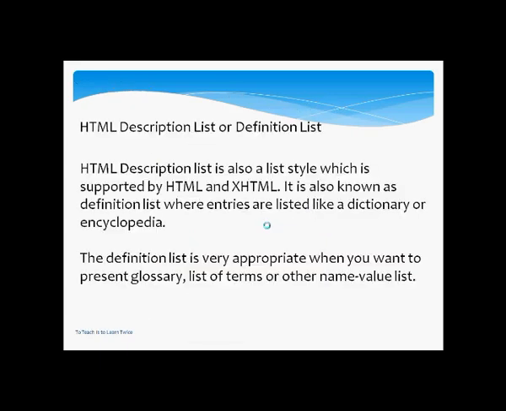So the next topic is HTML description list or definition list. This is a new style type where we will display any list item like we display it in a dictionary or encyclopedia. This is very appropriate when we want to present some glossary items, a list of items, or other names and their values. Let's see one example for this.